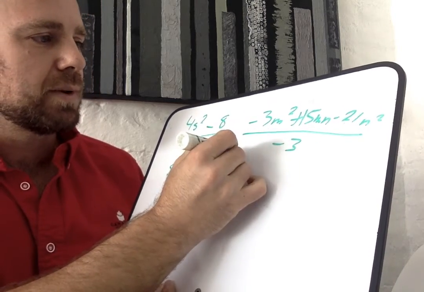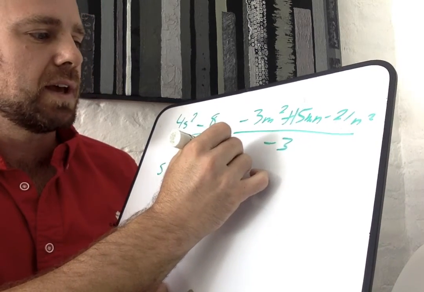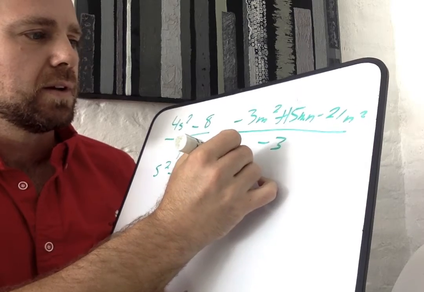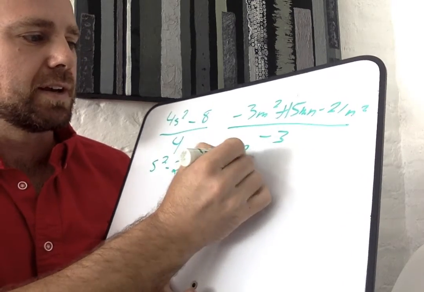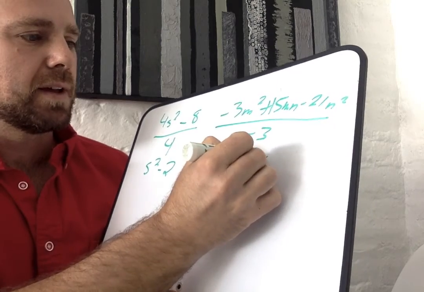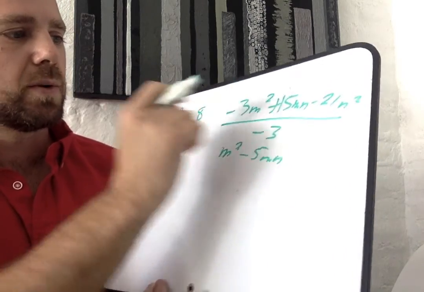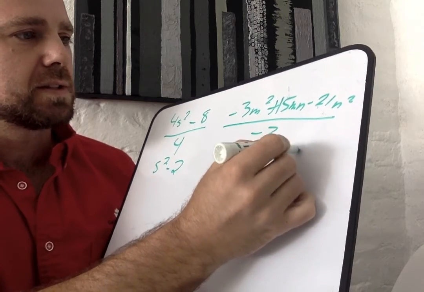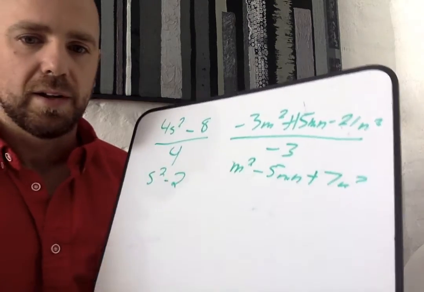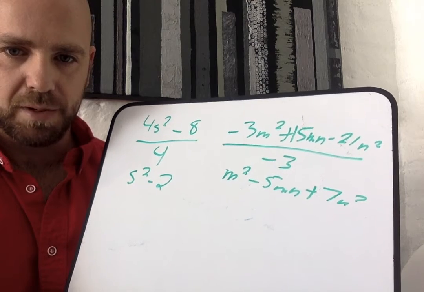So negative 3 divided by negative 3 is going to be m squared plus 15 divided by negative 3 is going to be negative 5mn. And then negative 21 divided by negative 3 is going to be positive 7n squared. So that becomes my final answer.